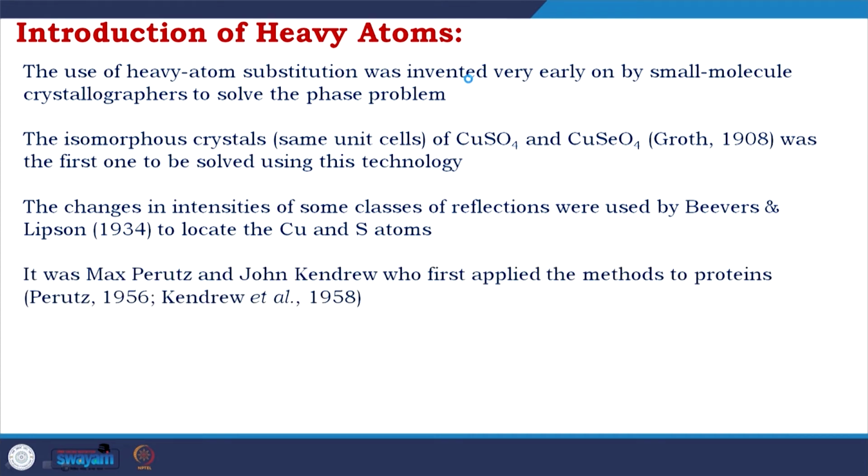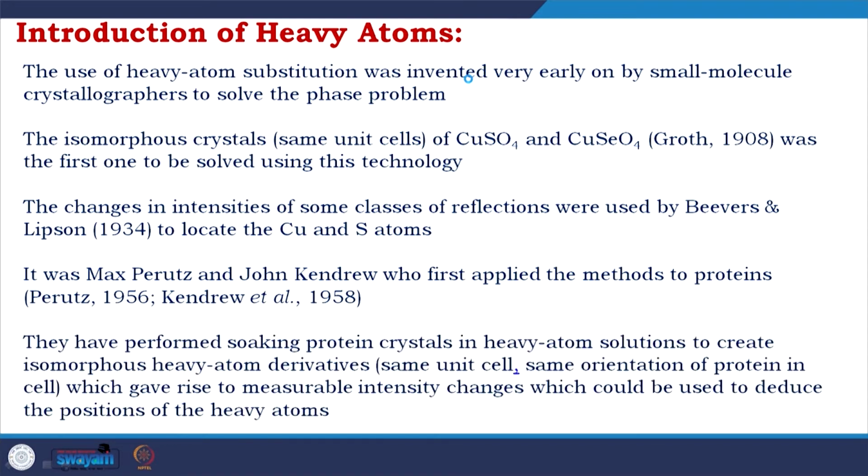It was Max Perutz and John Kendrew who first applied the methods to proteins, Perutz in 1956 and Kendrew in 1958, and I hope you remember that when we started crystallography, we talked about these two who solved the first protein crystals. They performed soaking of protein crystals in heavy atom solutions to create isomorphous heavy atom derivatives, with the same unit cell and same orientation of protein in the cell, which give rise to measurable intensity changes that could be used to deduce the position of the heavy atoms.